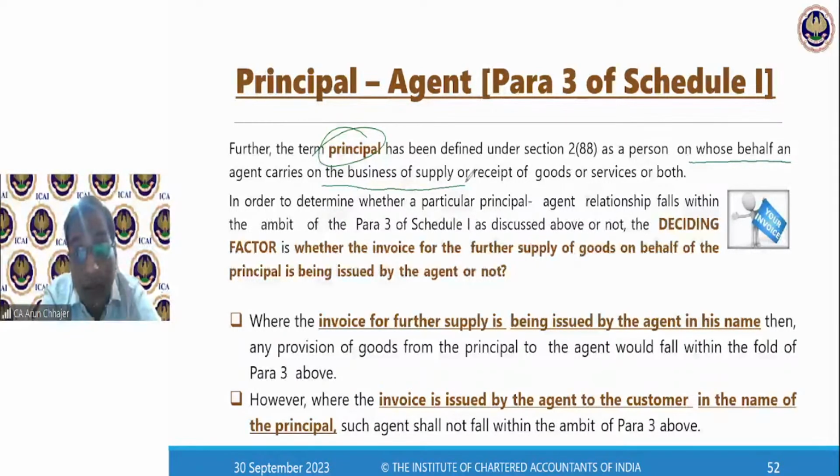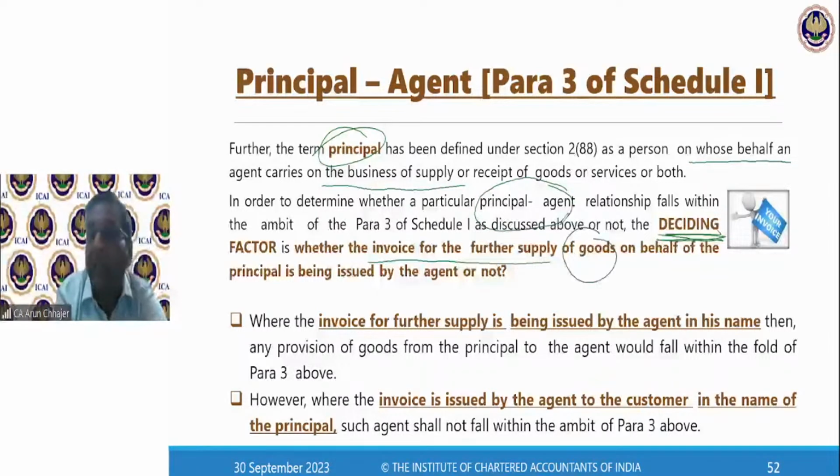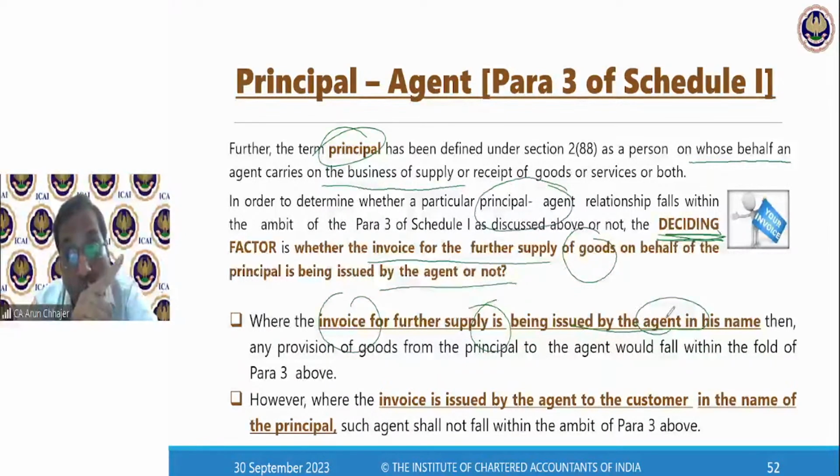Now the question is whether a particular principal-agent relationship falls in the ambit of para 3 of Schedule 1 or not. The deciding factor is whether the invoice for further supply on behalf of the principal is being issued by the agent or not. What is that? Where the invoice for further supply is being issued by the agent in his own name.